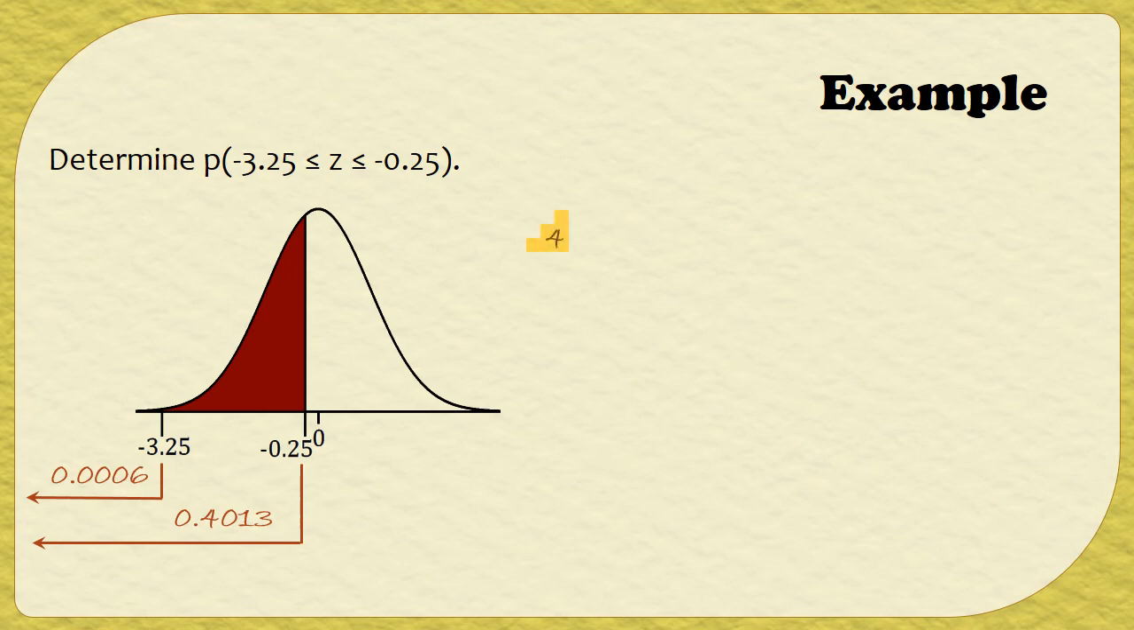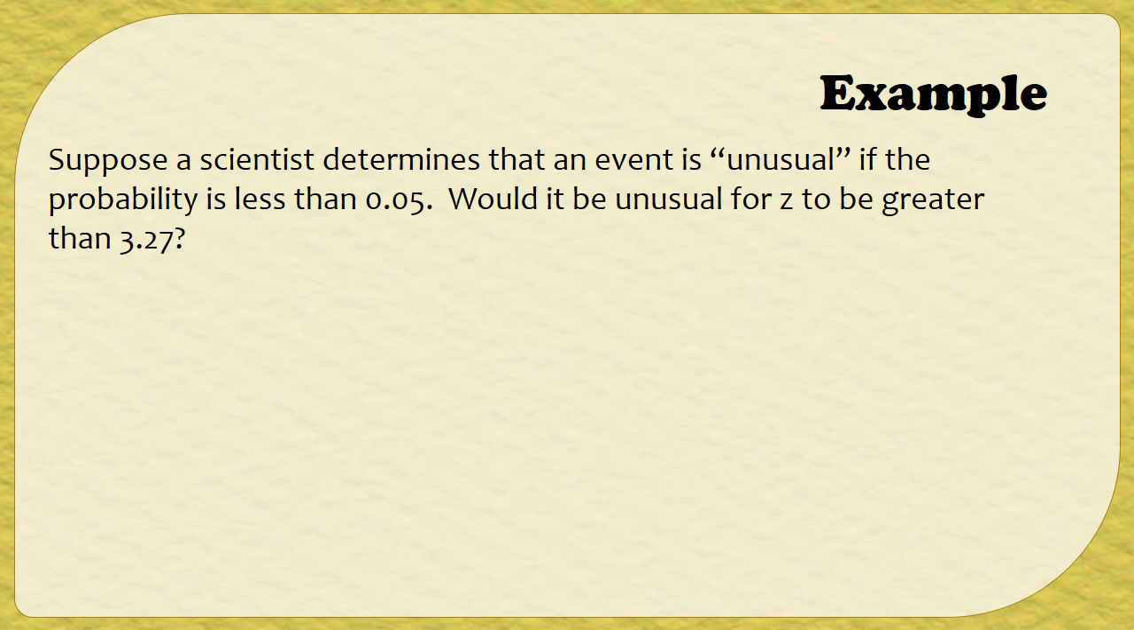That's going to be our step 4. Whenever you have a between problem, you need to take the bigger area and subtract the smaller area. If you have these in the wrong order, then you'll end up with a negative number, and you'll know you made a mistake since probability can't be negative. When I subtract these values, I end up with 0.4007.